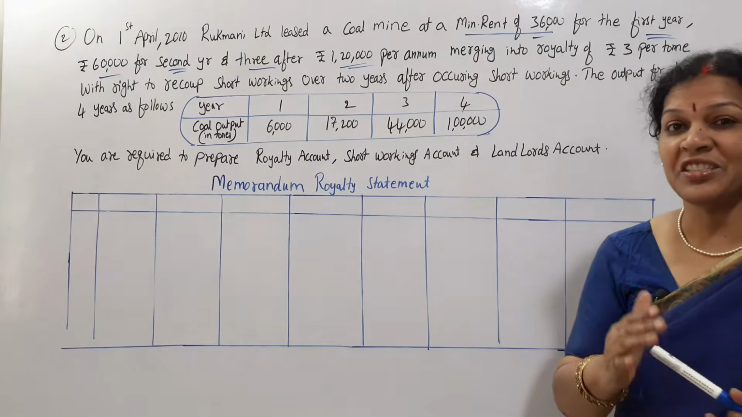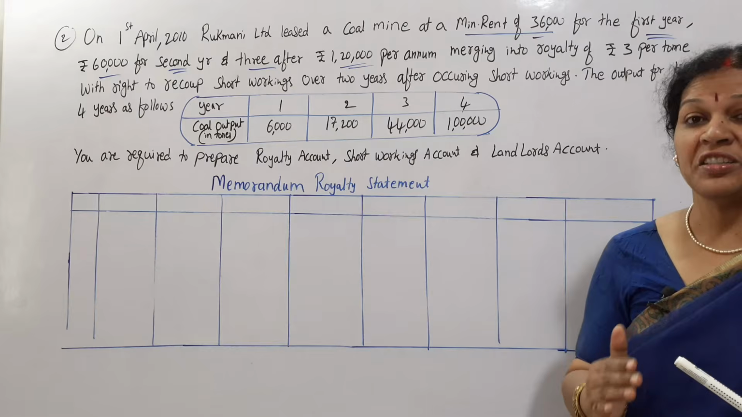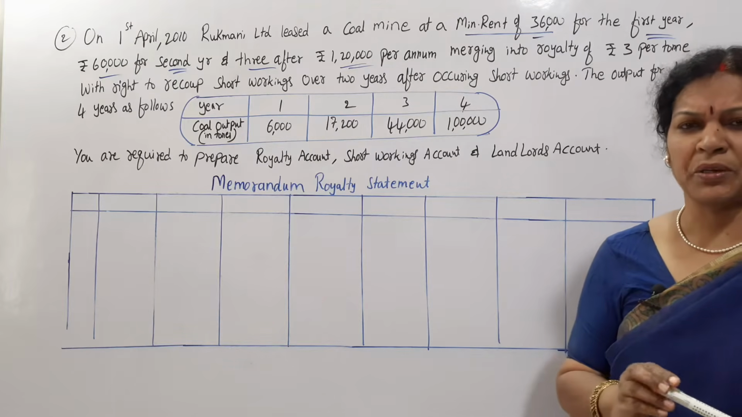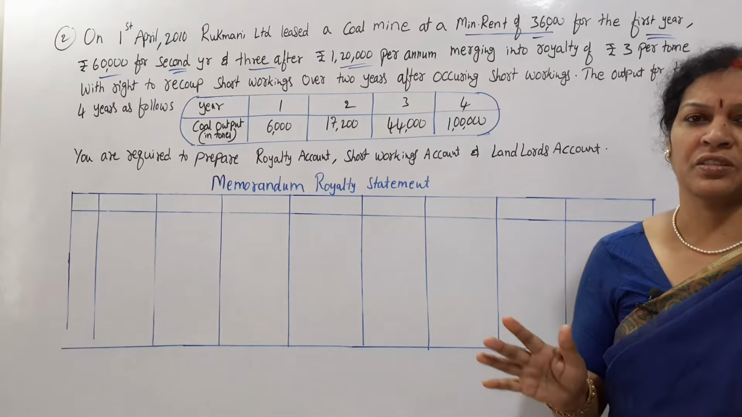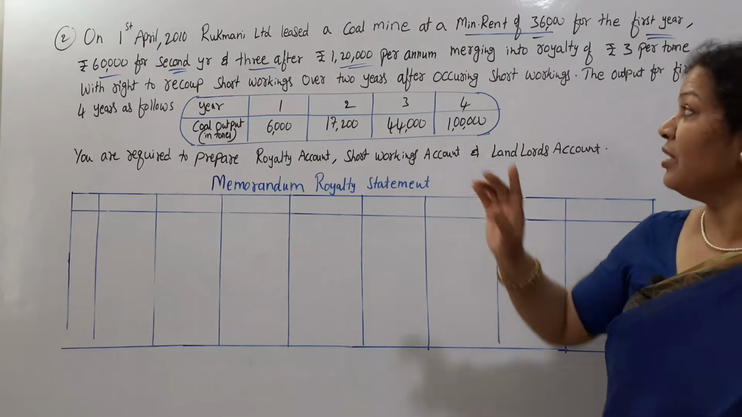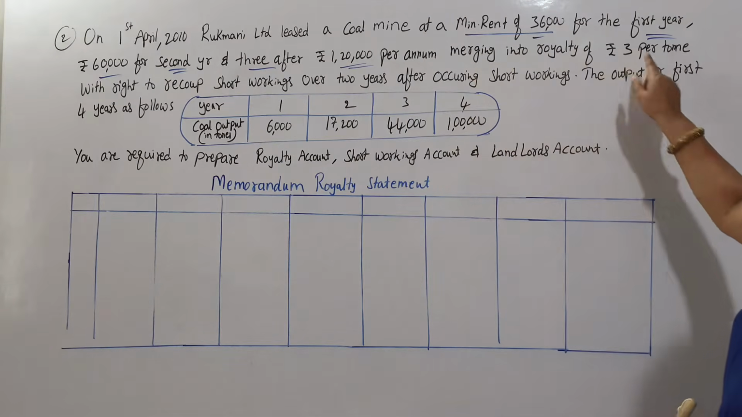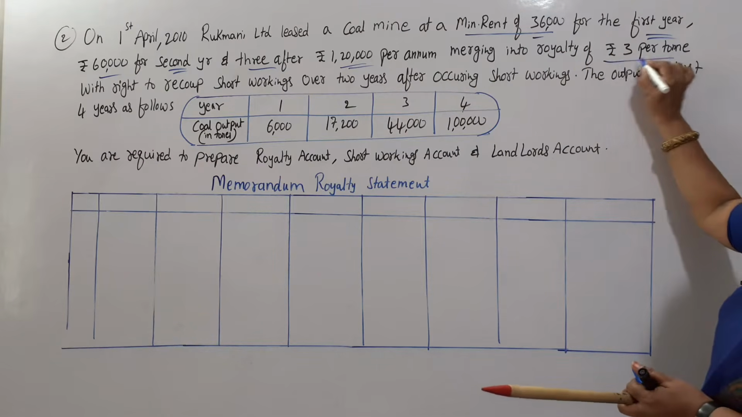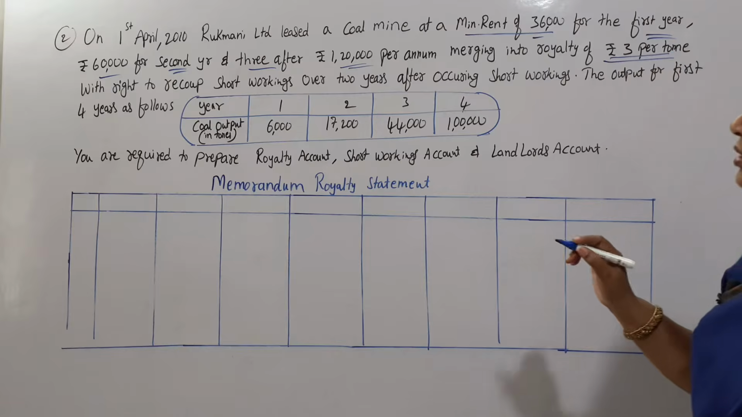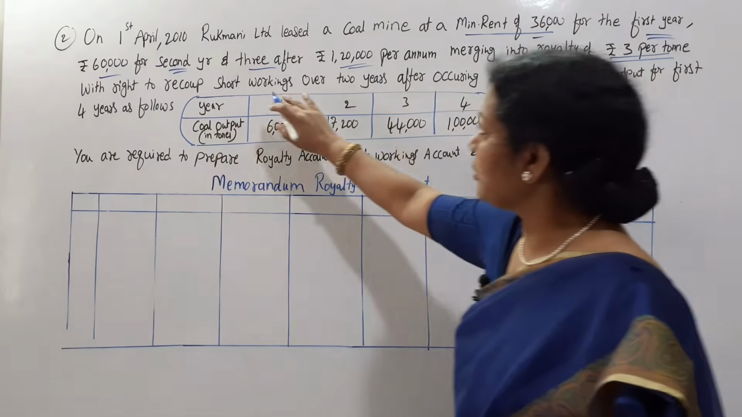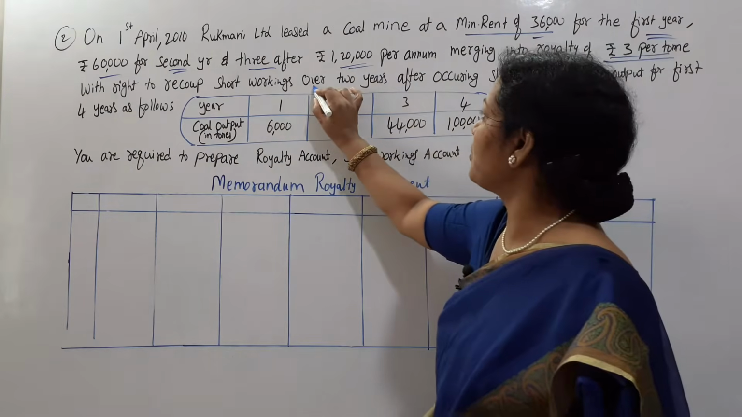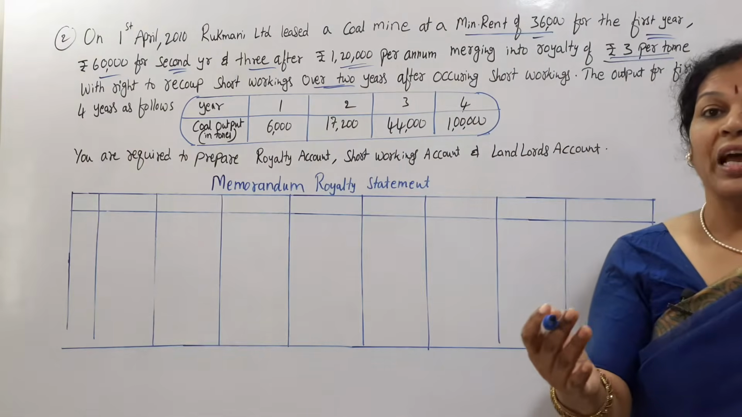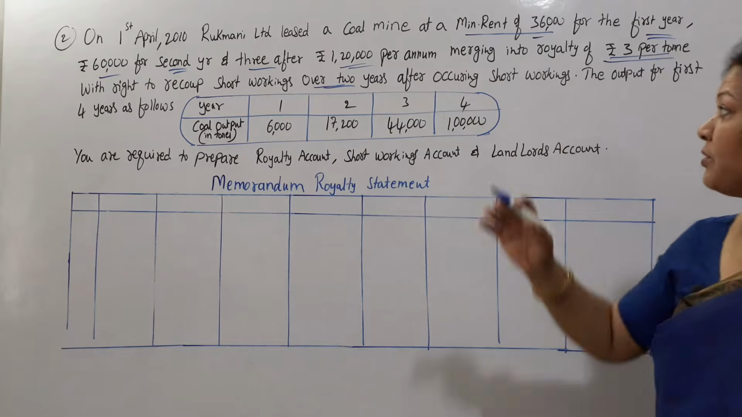Minimum rent is changing here. When minimum rent is changing, how do you work out? In the previous problem, minimum rent was fixed. Now here it is changing, merging into a royalty of 3 rupees per ton. This is important: with the right to recoup short workings over 2 years, which means in the next 2 years they have a right to recoup the short workings.